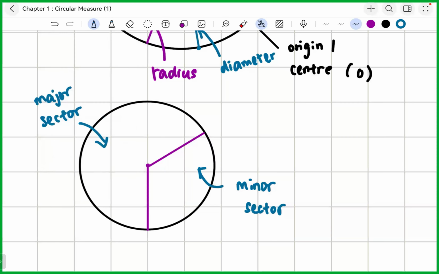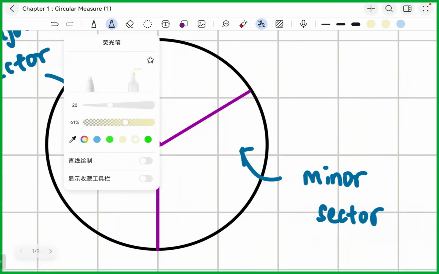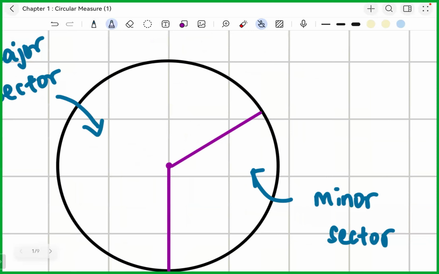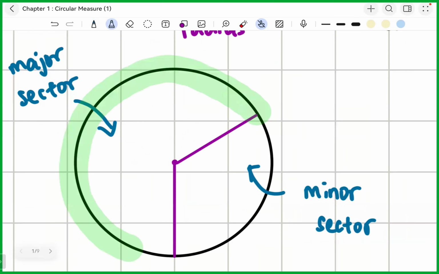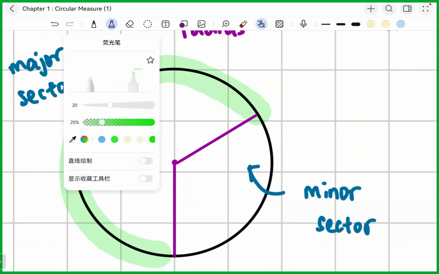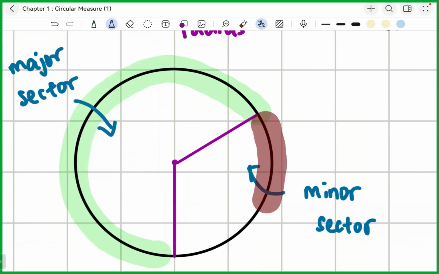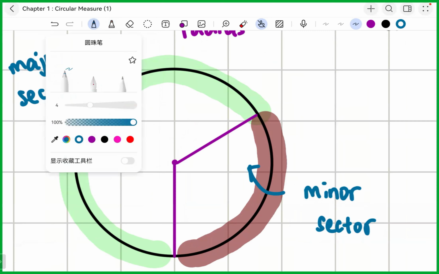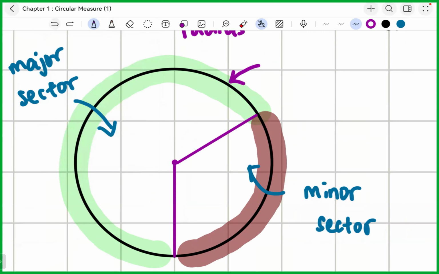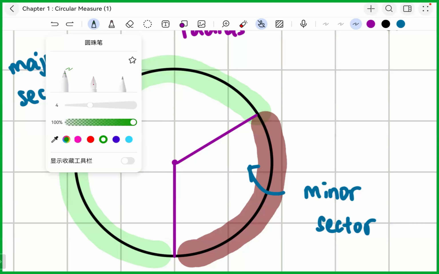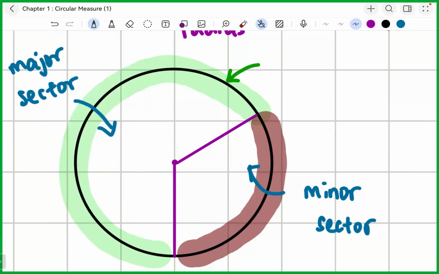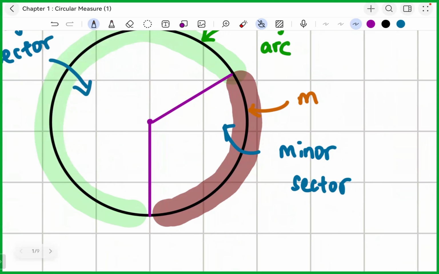Now you can see here the circumference is also divided into 2 different parts. The first part is the part that I shaded with green color, and the smaller part I shaded using brown color. The green color is longer, so this line we call it major. It is major because it is longer in size. So what is arc? It is actually the curved part of the circle. It is known as arc.